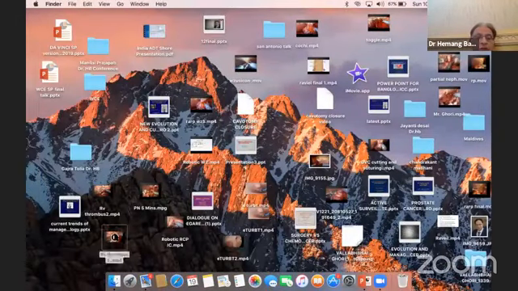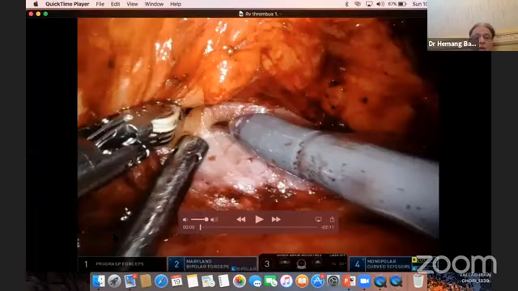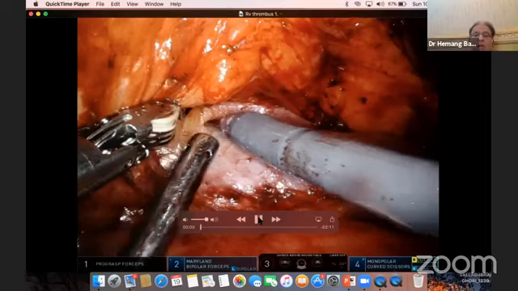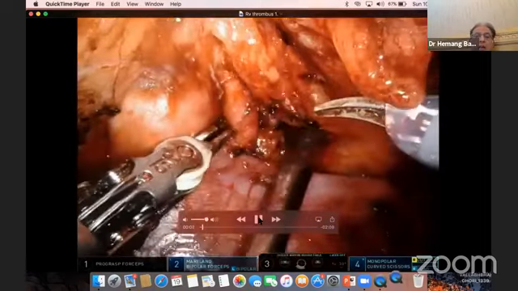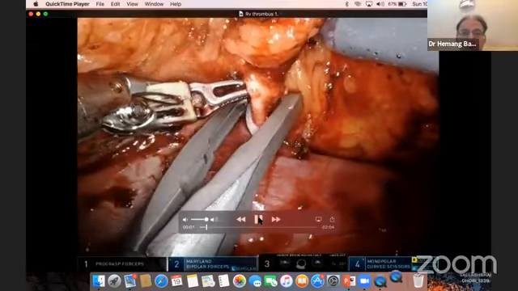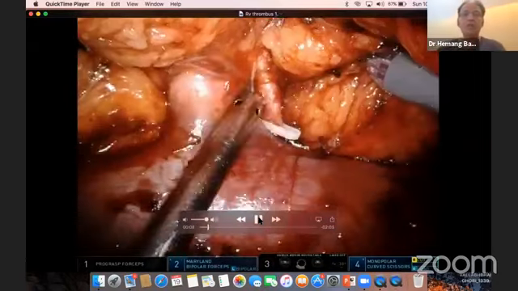So first of all, I'll show a few cases. This is a right-sided thrombus, and we have done this robotically in a 43-year-old gentleman. My preference is usually laparoscopic. This patient wanted a robotic.